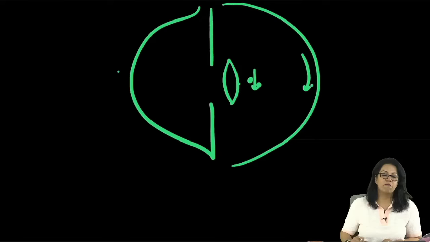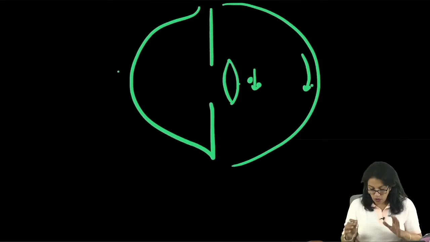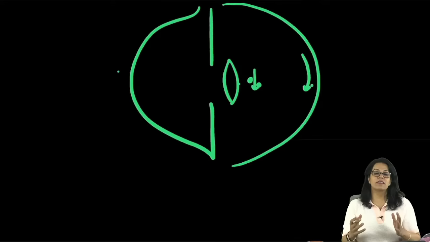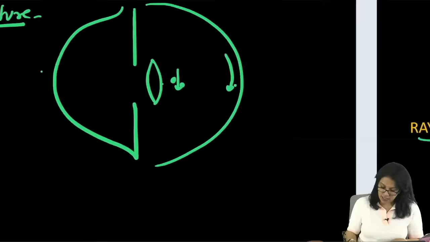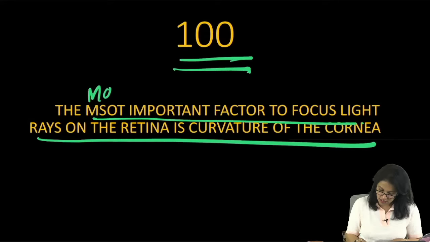When it comes to refraction, what are the major refracting surfaces? Cornea and lens. Now, why cornea? Where is the refraction more? It is in the cornea. What are the factors? Why is it more in the cornea? First, most important is curvature. More the curvature, more refractive power. This is what you are learning as the most important factor to focus light rays on retina: curvature of the cornea.